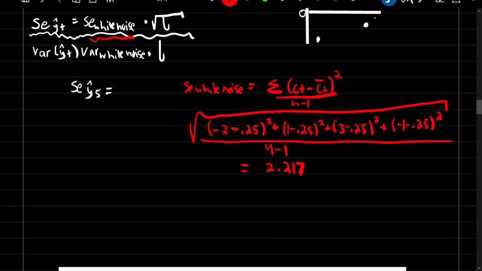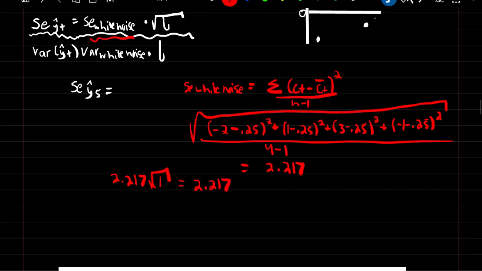And now we have to multiply it by the length. So at time 5, it's just going to be 2.217 times the square root of the length, which is just 1. So we get a value of 2.217. This is going to be the standard error of our predicted value at time 5.